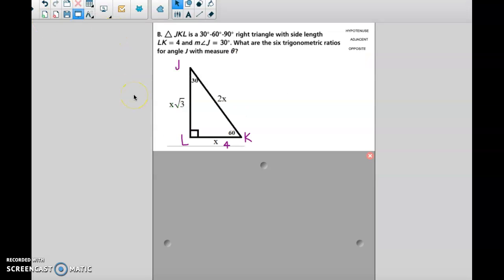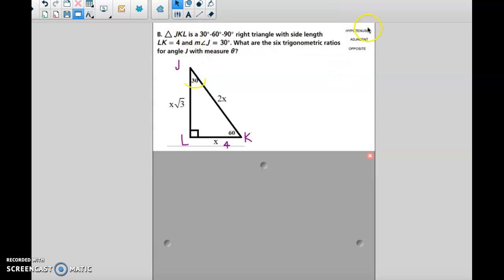It says triangle JKL is a 30, 60, 90 right triangle with side length LK equaling 4. So I labeled that. And the measure of angle J is 30 degrees, so J is 30. Again, it says, what are the 6 trig ratios for angle J with the measure theta? So that's, again, important. Here's the angle I'm revolving everything around.